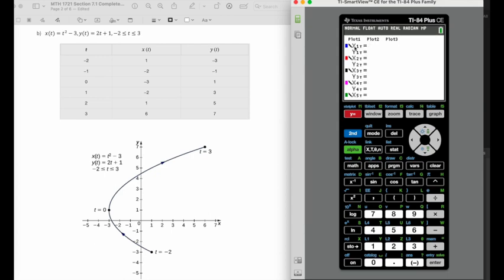So here's our x. I'm going to use this as our example. I'm going to put in t squared minus 3. Now, because it's in parametric mode, when we hit our variable button, it's going to come up as t now instead of x. So I'm going to put in t squared minus 3. And for my y, I'm going to put in 2t plus 1.